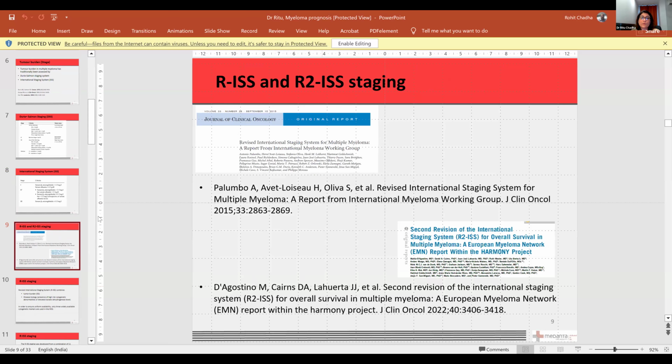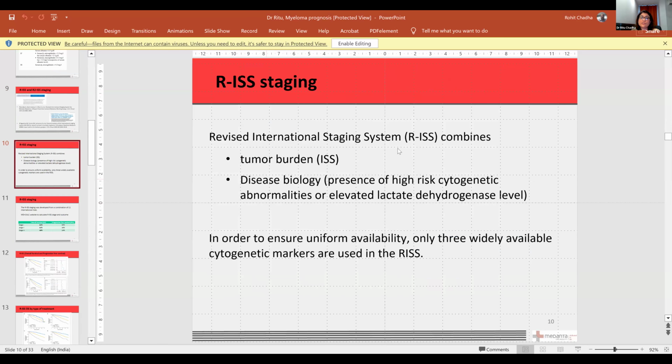So we'll understand what these staging systems are. The revised international staging combines the tumor burden of the ISS along with the disease biology, that is, the presence of high-risk cytogenetic abnormality or elevated lactate dehydrogenase, the LDH levels. In order to ensure uniform availability, only three widely available cytogenetic markers are used in the RISS.